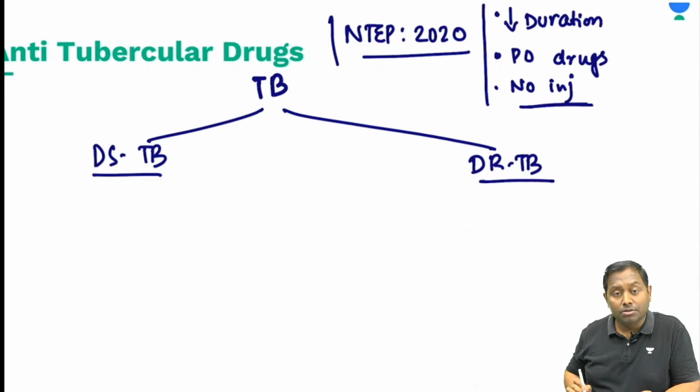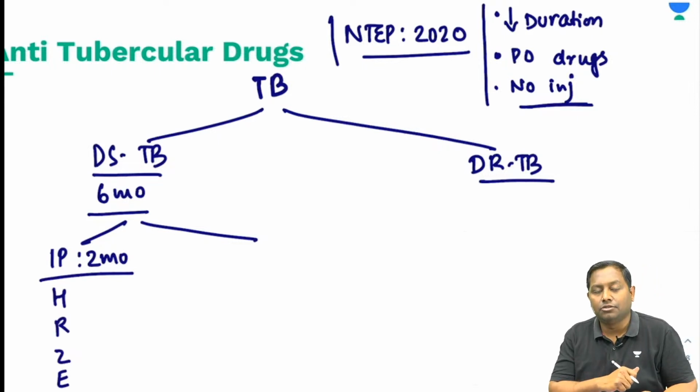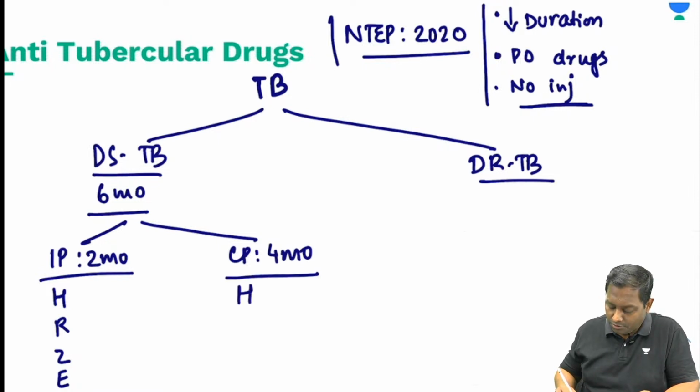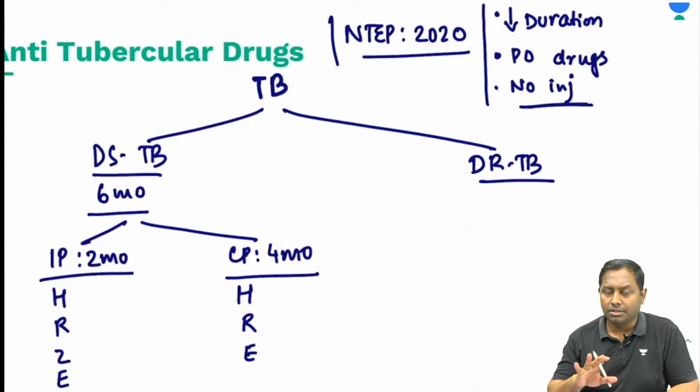Drug sensitive tuberculosis remains the same. We have a 6-month course, which is further divided into an intensive phase of 2 months, where we use the same drugs HRZE that we have been using since ages: isoniazid, rifampicin, pyrazinamide and ethambutol. And the continuation phase is given for a duration of 4 months, where we use HRE: isoniazid, rifampicin and ethambutol. Right, so there is no rocket science in this one. This is going to be the same.